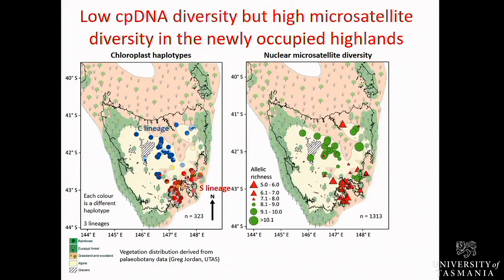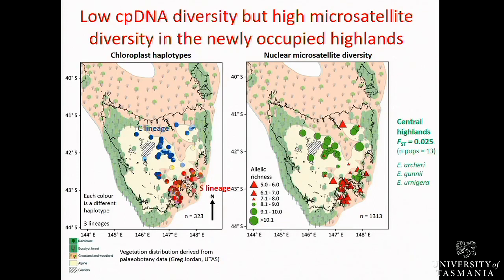But what was quite interesting is when we looked at the nuclear microsatellite diversity, as measured by allelic richness here, we found high levels of diversity on the plateau compared to the southeast, and this is independent of population size. So this could be a signal of a suture zone, where previously separated populations from refugia elsewhere are coming back into contact in this area.